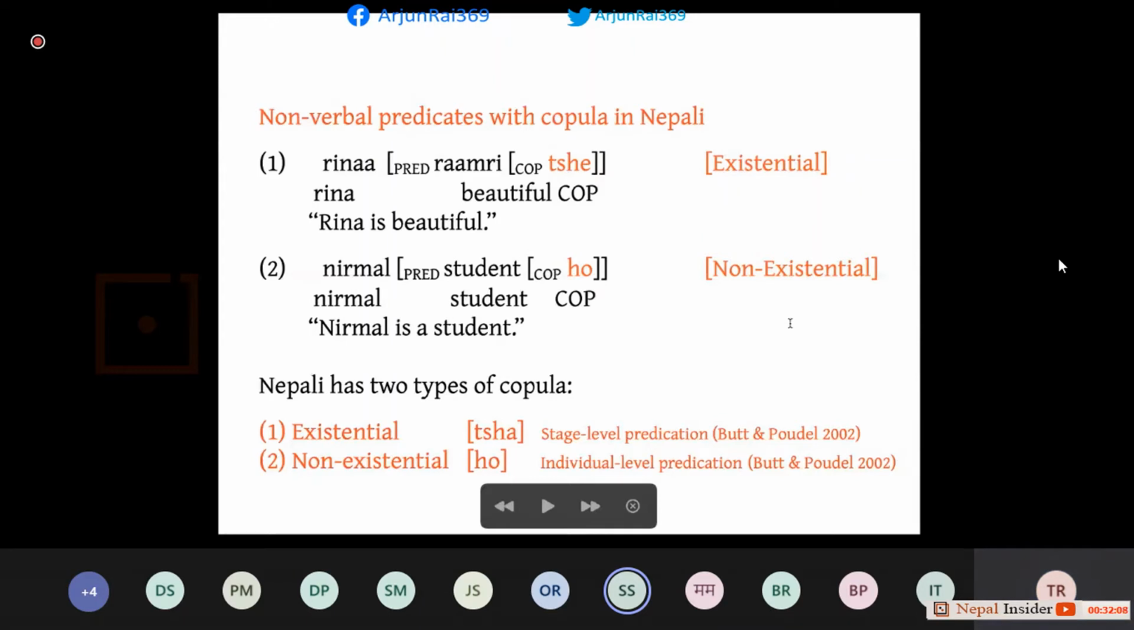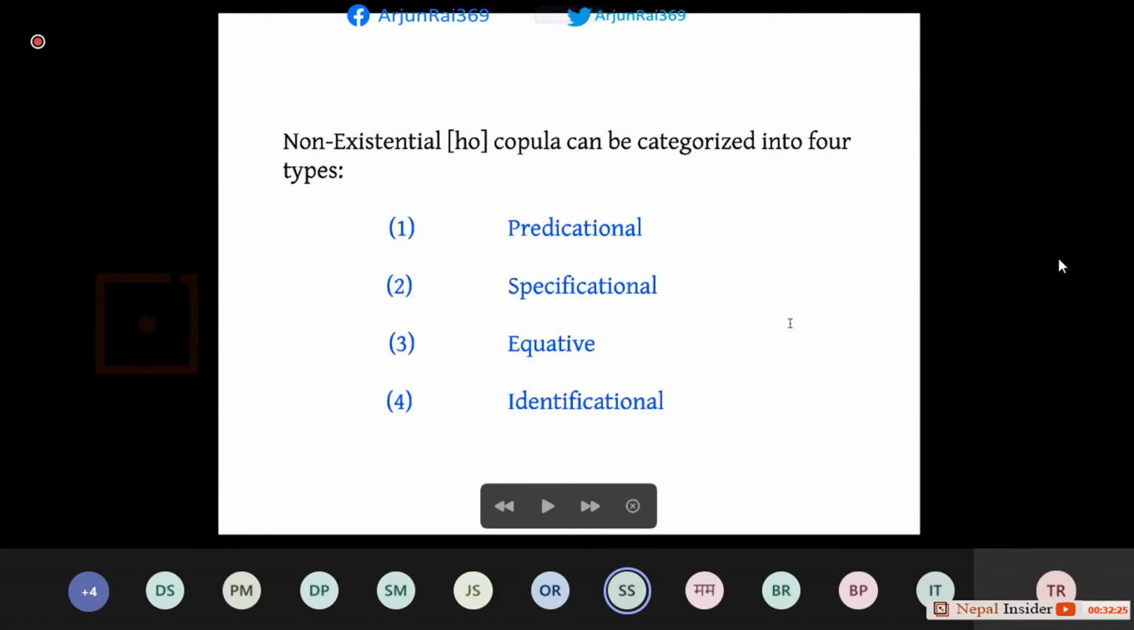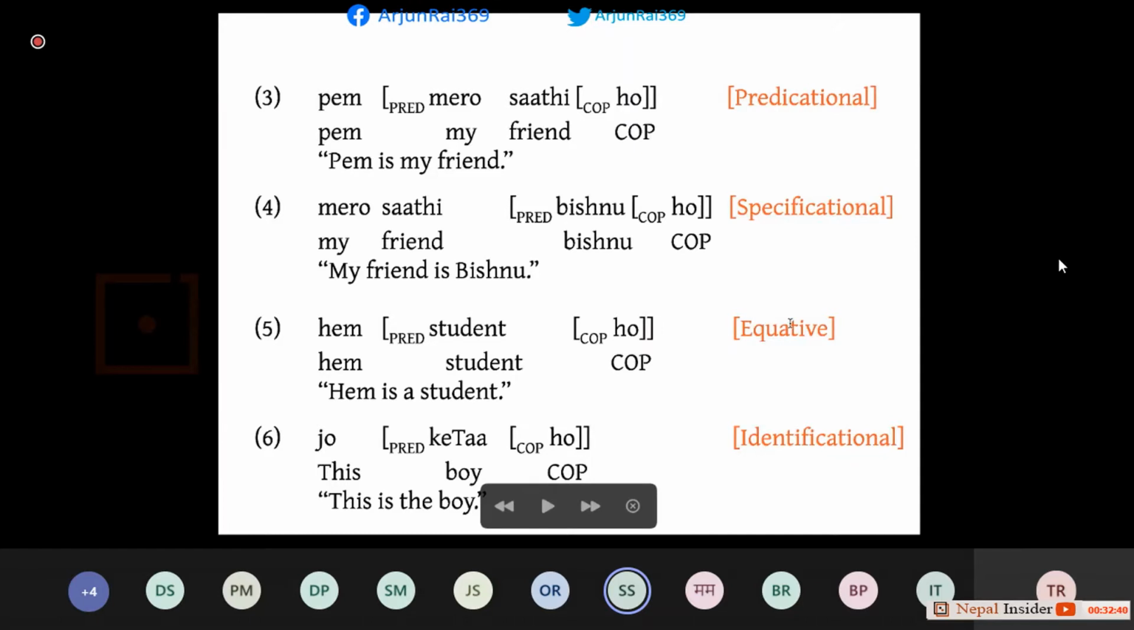If you look into the work by Miriam Butt and Tikaram Poudel in 2002, they have identified at the level of predication also that cha is basically stage level predication and ho is basically individual level predication. Now, if you look into the non-existential copula ho, it can also be subsumed into four classes, namely predicational, specificational, equative, and identificational.